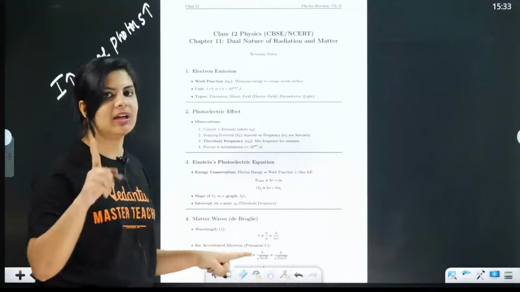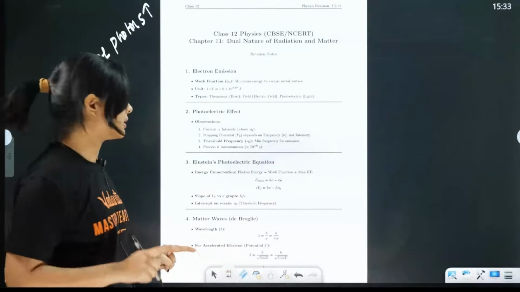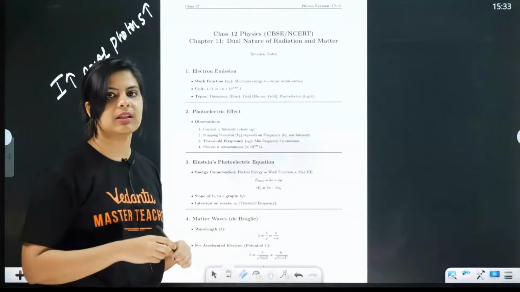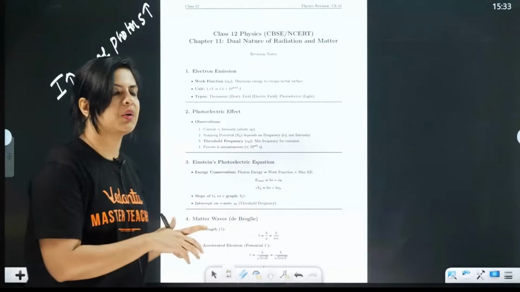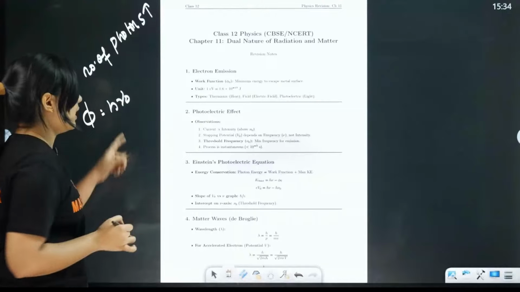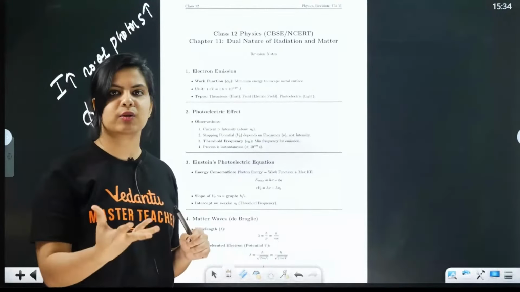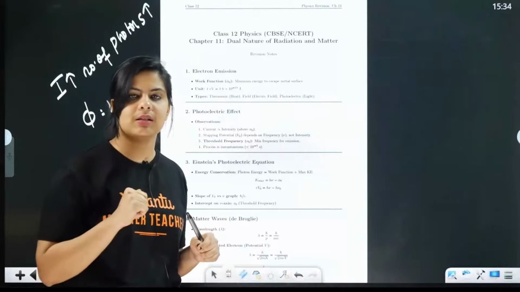Stopping potential depends only upon the energy, or you can just say it is directly proportional to the frequency. Okay, and threshold frequency: we have mentioned the work function, and it is nothing but h mu naught. Here h is the constant, Planck's constant, 6.6 into 10 to the power minus 34.